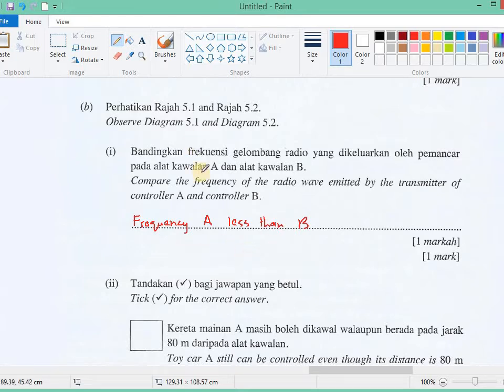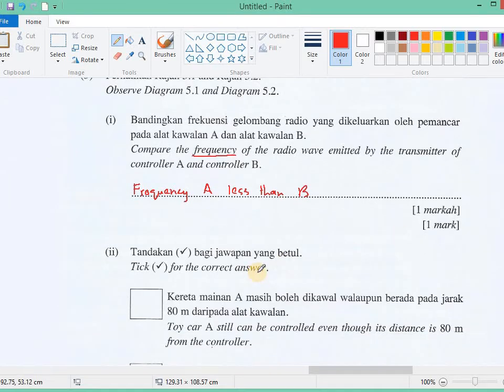Just write the minimum. That means what is the physical quantity that you are comparing? You are comparing the frequency. So you write frequency, and then the two things that you are comparing, A and B. And then the word that shows the comparison: less than, more than, equal to. So please write all of this to give a complete answer.